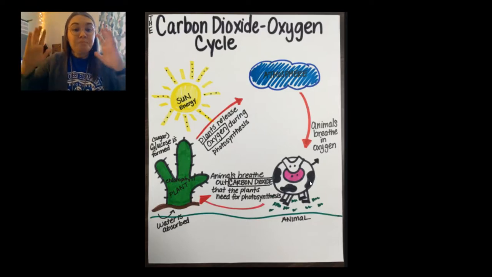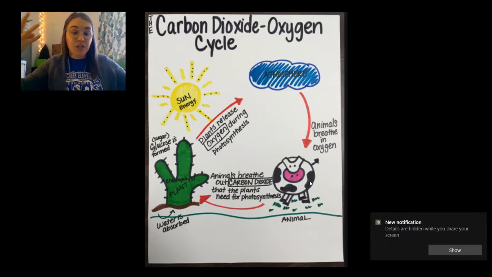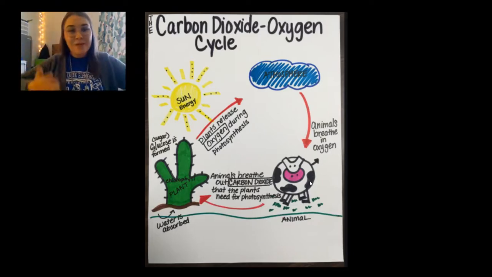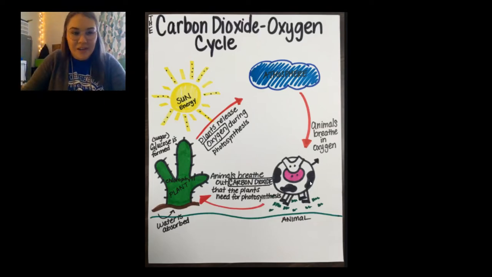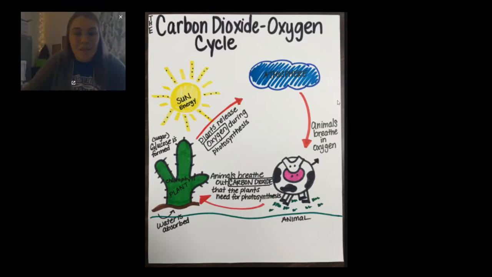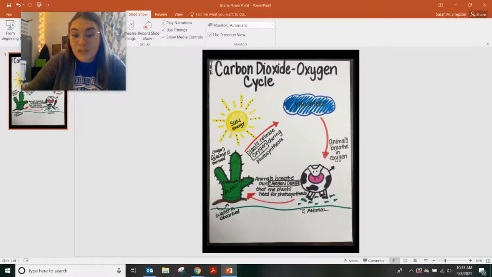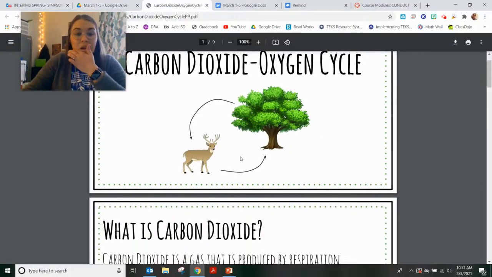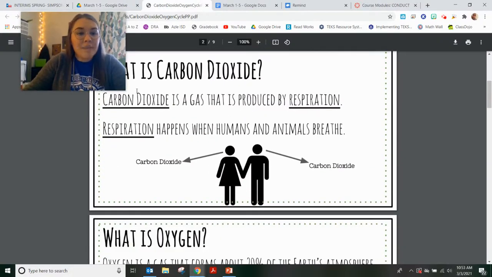So, again, the plant makes oxygen, releases it into the atmosphere. Animals and humans, we breathe in the oxygen, we let out carbon dioxide. The carbon dioxide goes to the plants, they go through photosynthesis, and the process starts all over again. So I'm going to go ahead and explain to you what is oxygen, what is carbon dioxide, and what is photosynthesis. So what is carbon dioxide?